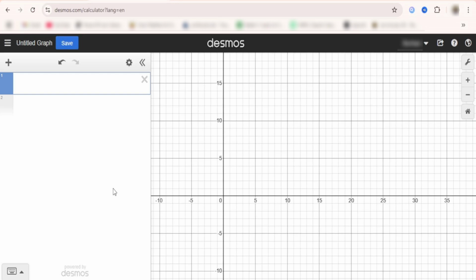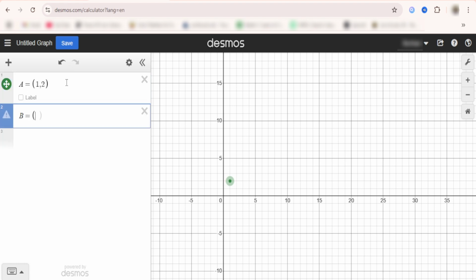Hello, guys. Today I'm going to show you how to find the distance between 2 points in Desmos. Let's start by creating 2 points on the graph, point A and point B.